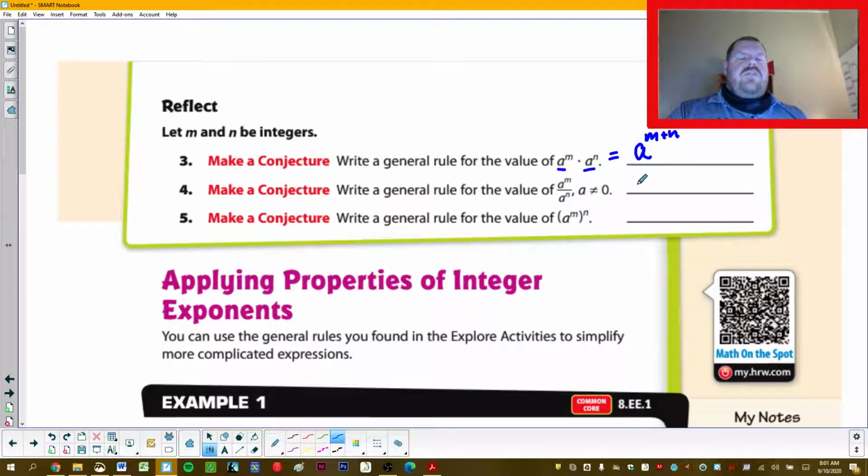For the division problem, we subtracted. So we get a to the m minus n. And we showed you in the example that the top one was always bigger than the bottom one, but it doesn't have to be that way. The top one could be smaller than the bottom one, and it would still work out just fine. Write a general rule for a power raised to a power. In that case, we multiplied the exponents, m times n.